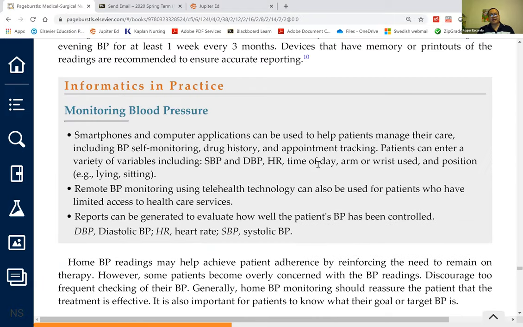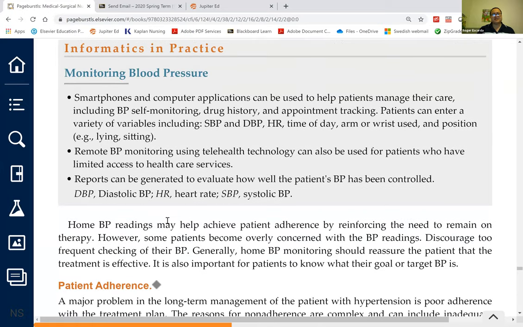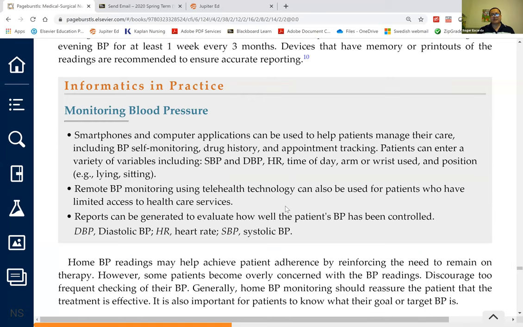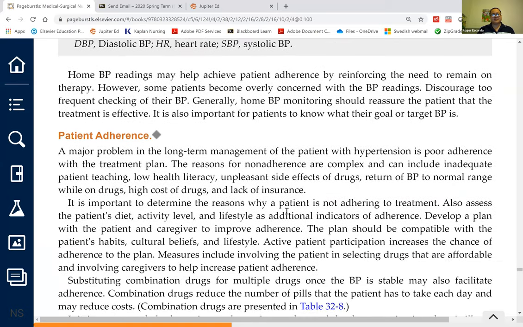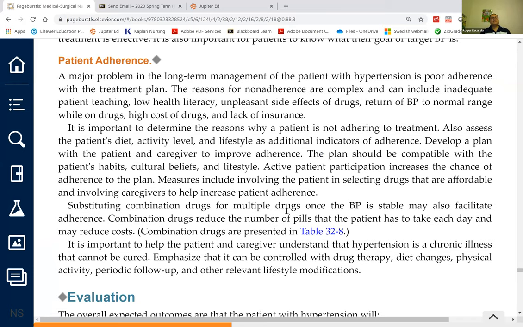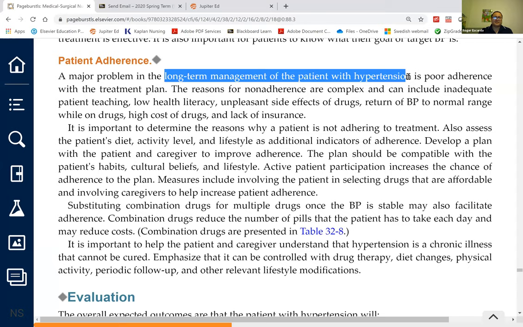All right, so informatics. We have different devices now, apps that can, technology is making life easier, including blood pressure management. So please read that. This is QSEN, so therefore it could be on the NCLEX. Again, because how long will the patient be on antihypertensive medications here? Usually lifelong, right?